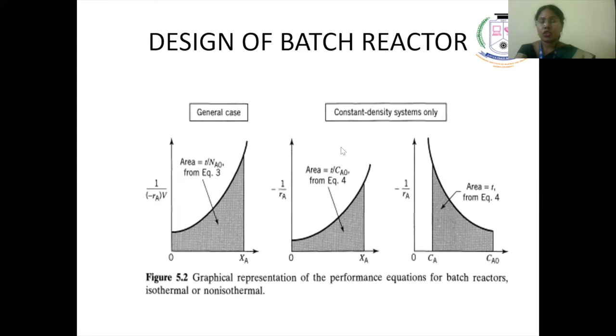So the design of a batch reactor has to be finally represented with a graph. The y-axis can be 1 by minus Ra versus Xa. For a batch reactor, the area below the curve has to be taken, and that will give t by Na naught. If 1 by minus Ra is plotted against Xa, the area under the curve will give t by Ca naught. Whereas if it's plotted against concentration, the area under the graph will give t.